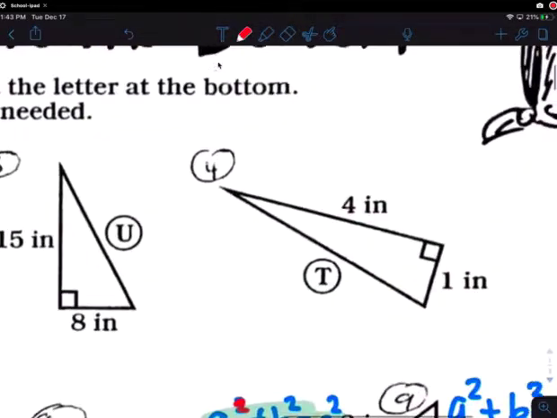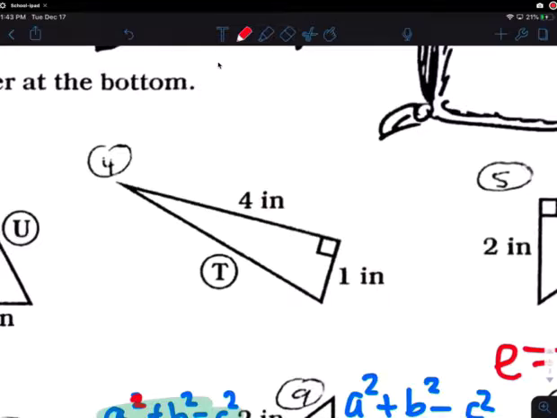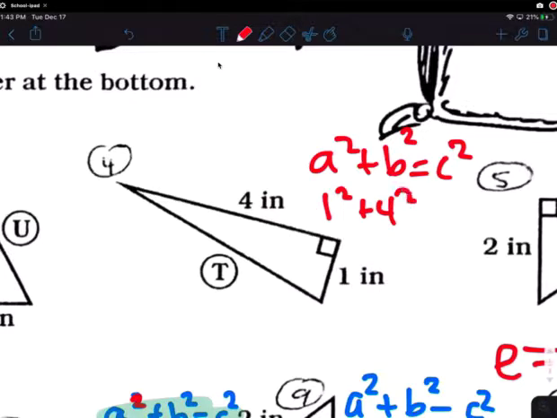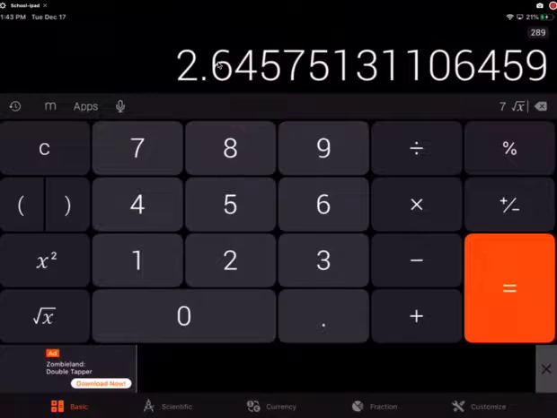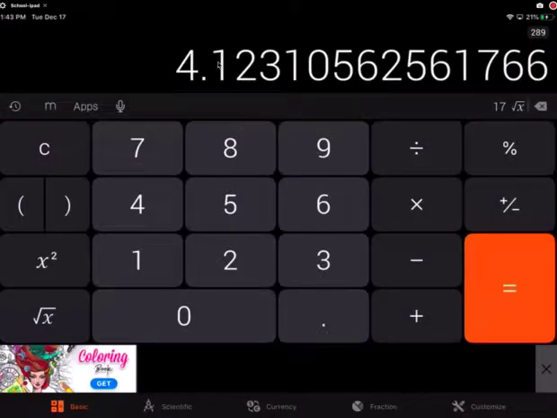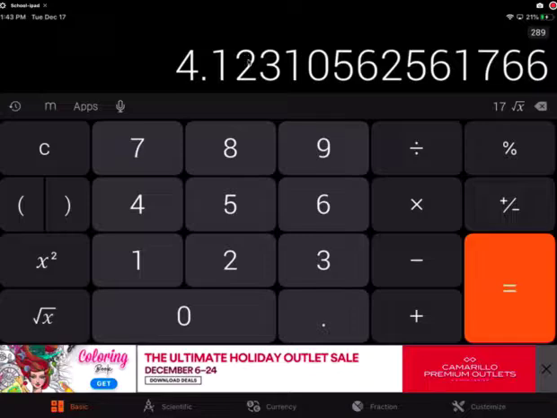Okay, and then number 4, you do the same. I think you guys got this. A squared plus b squared equals c squared. So 1 squared plus 4 squared equals t squared. 1 plus 16 is 17 equals t squared. Close to 4.0, right? So probably 4.1. Take the square root of 17, 4.1. This is a 2, it stays a 1. Stays the same.